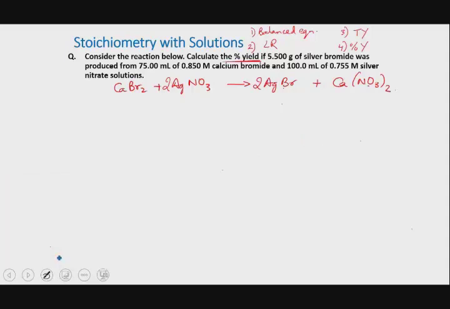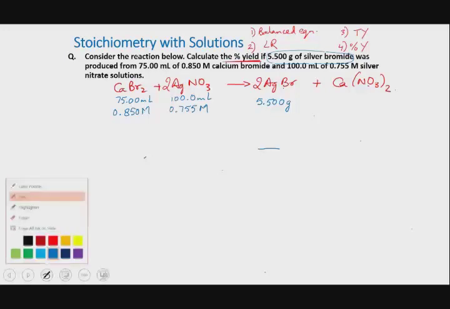Now, before we do, let's first compile the information given to us. We know we are using 75.00 mLs of calcium bromide, concentration 0.850 molar. We're also using 100 mLs of 0.755 molar silver nitrate solution. The actual yield of silver bromide obtained is 5.500 grams is the actual yield.